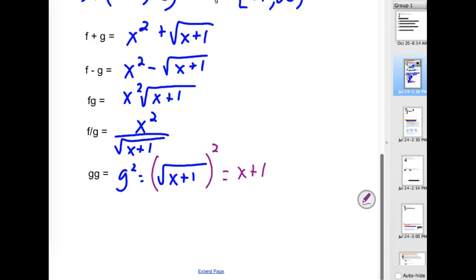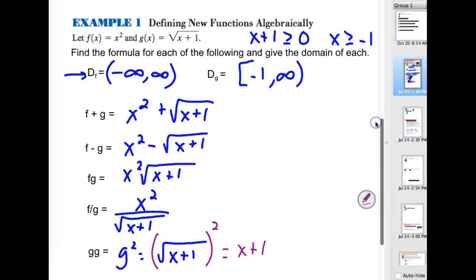Now, I do need to have you go back and look at the domains, because it asked us to give the domain for each of these combined functions. It has to be in the overlapping section. So let's go back to f plus g. For the x squared, we said that the domain can be anything. But this piece here, the g part of that, limits it. So we do have to go with the part where they overlap, which would be the smaller domain of negative 1 to infinity. Okay? Same reasoning applies to our subtraction version.